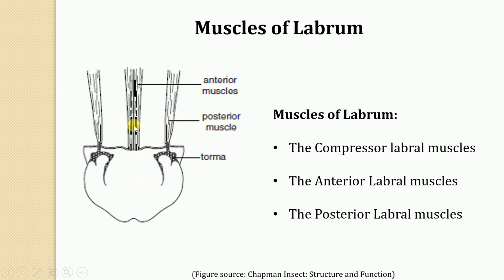Now whatever movement is shown by that labrum in the mandibulate insects due to the presence of these muscles is very important, because these kinds of mouth parts are found in insects which feed on solid food material, and the mandibles bring out the grinding action which is responsible for cutting the solid food material into smaller pieces.